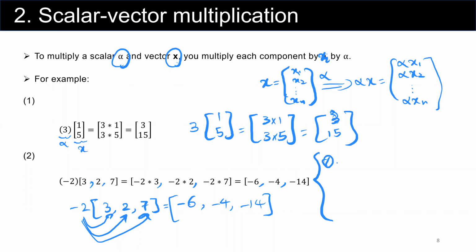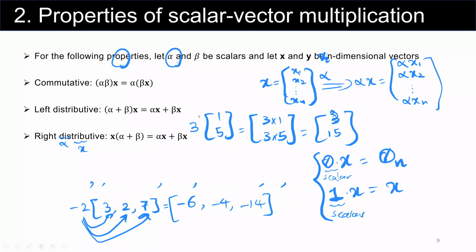One is scalar 0 multiplied by any vector is going to be vector 0. And scalar 1 multiplied by vector x is going to be vector x. So if you multiply any vector by a scalar 1, it's going to be the same vector. If you multiply it by scalar 0, it is going to be the 0 vector. All right.